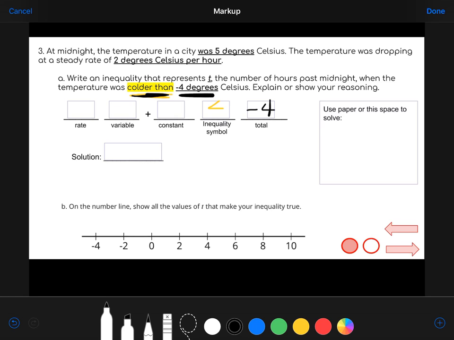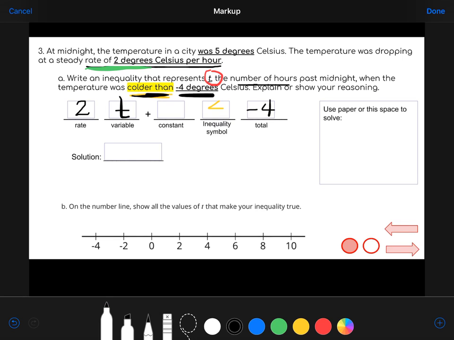So now I need to figure out which part is my rate and my variable. I see it gives us a variable here to use, which is T. So I'm going to put T as my variable. T means the number of hours past midnight. And it tells me in the first part of the problem that there's a rate of 2 degrees per hour. So I know that the rate is 2.